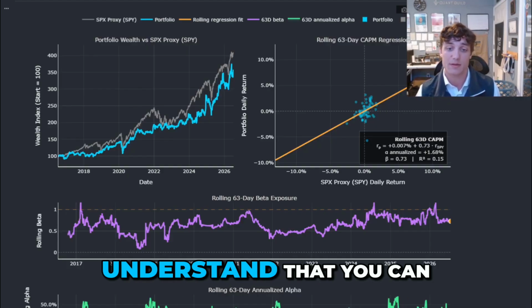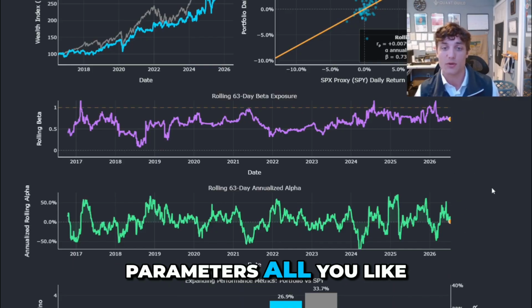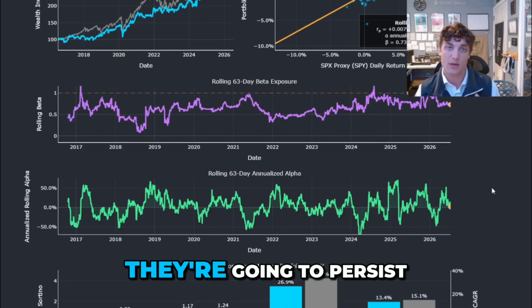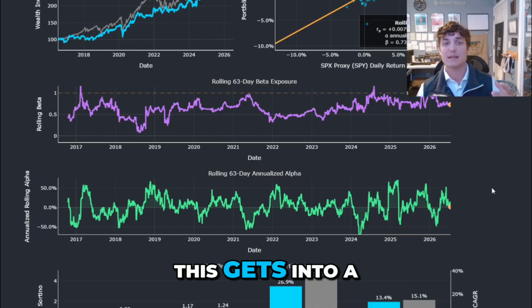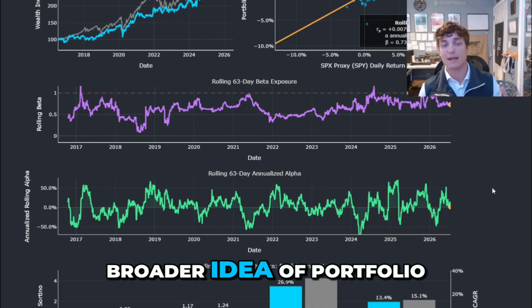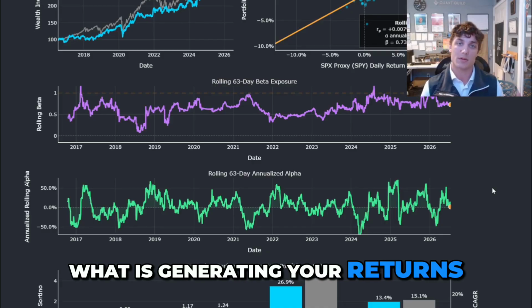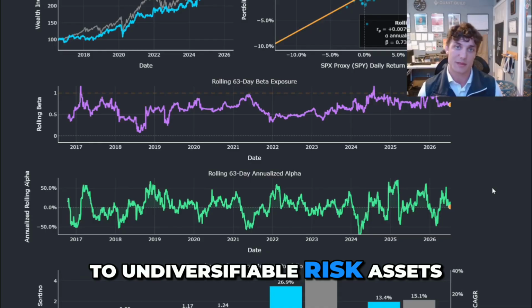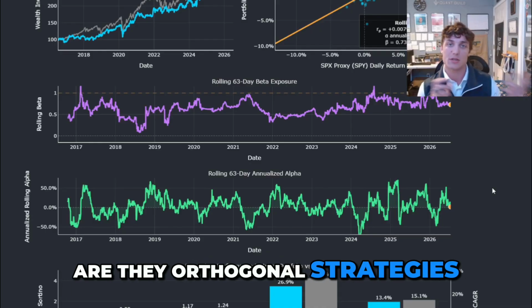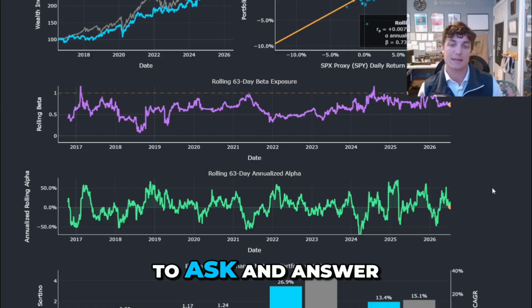Now, it's very important to understand that you can try to forecast these parameters all you like. There's no guarantee that they're going to persist going into the future. This gets into a broader idea of portfolio construction. What is generating your returns? Are they just exposures to undiversifiable risk assets? Are they orthogonal strategies or return streams? Those are the bigger questions that we have to ask and answer.